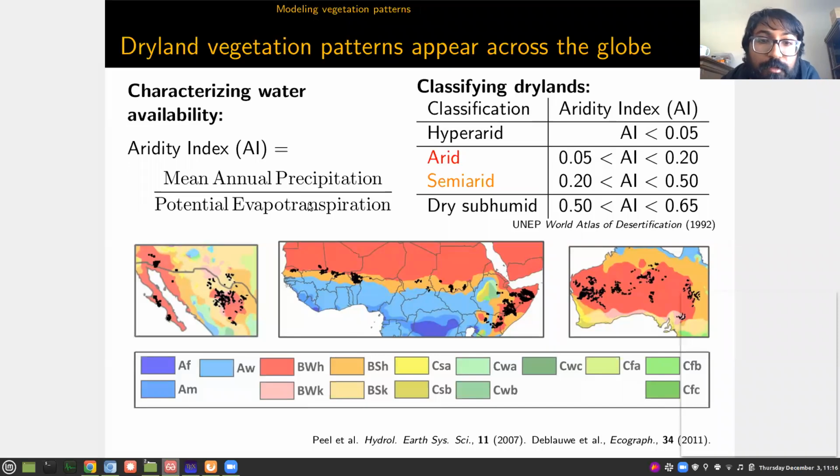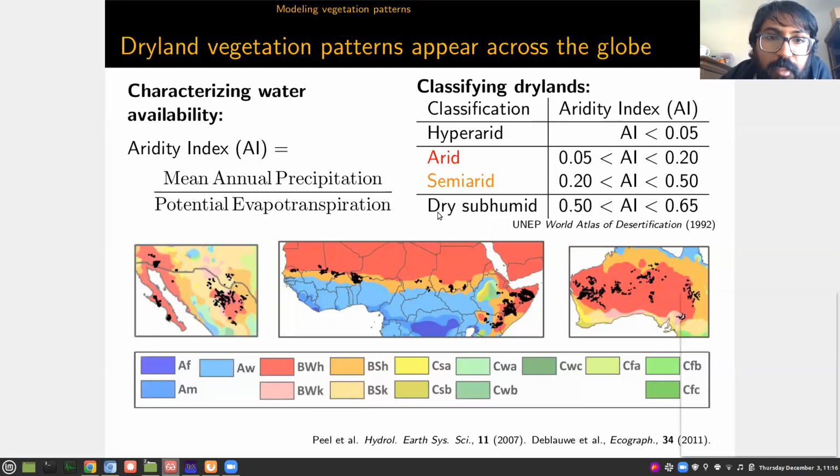And so in the regions where these vegetation patterns come in, that ratio is something between 1/2 and 1/20th. And so they appear in these arid and semi-arid regions. And so these plants are really kind of water stressed, right? They're not getting as much water as they would like.